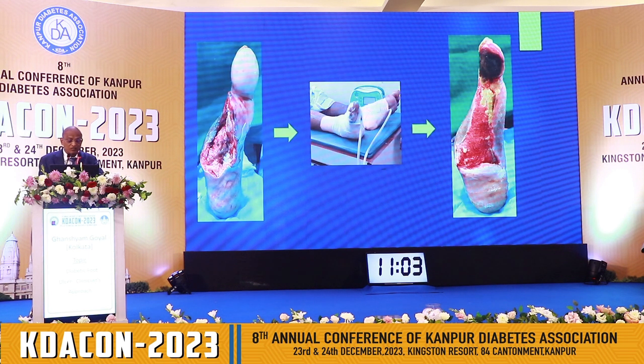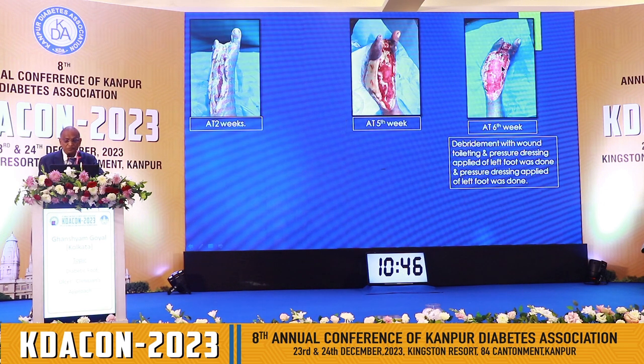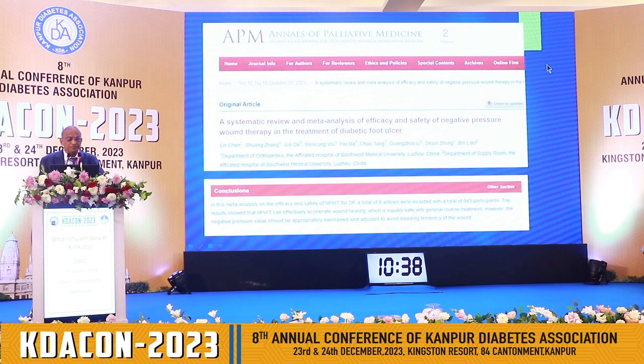This is the LPWT or vacuum closure. You can put it in these ulcers. You see this is a presentation, 50 years, came with gangrene of second, third and fourth toe, extending up to the ankle. Debridement has been done, and then the wax has been put here, and then the meshed skin graft was done, and now at the end of 12 weeks you can see the healing of the ulcers.